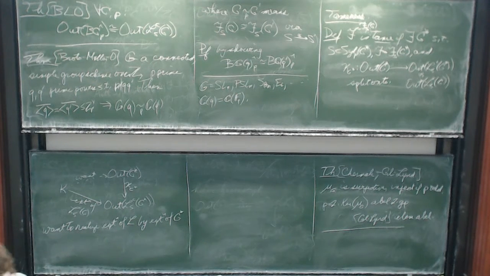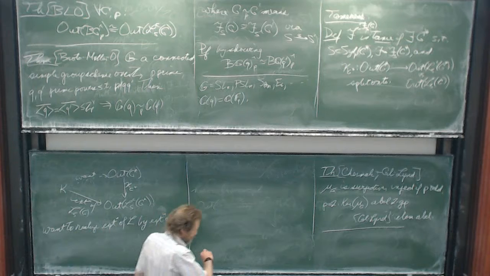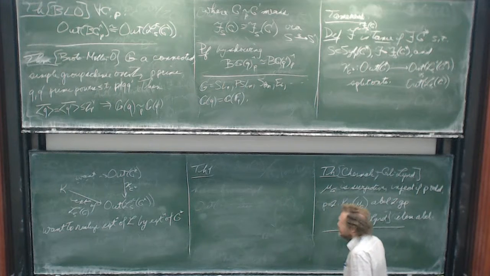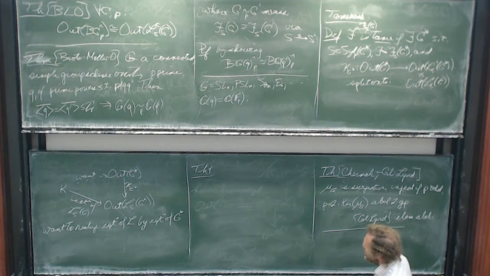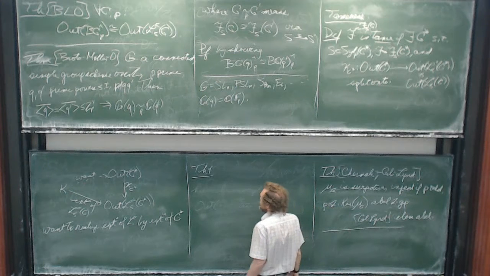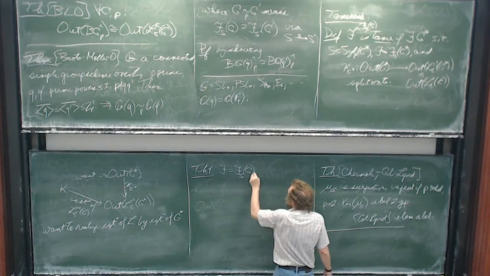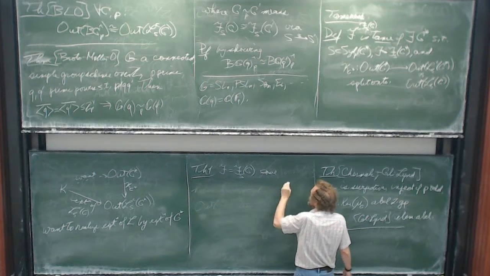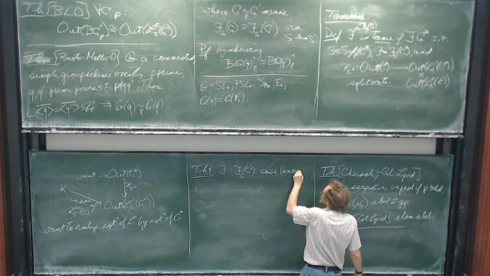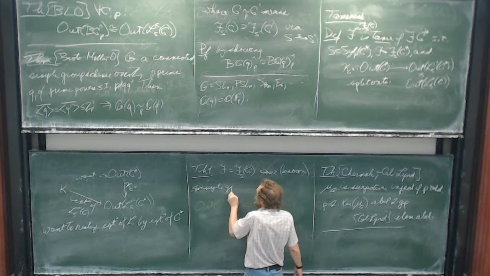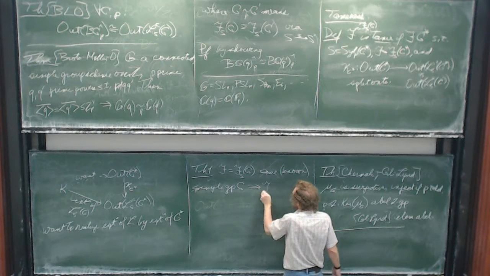So now I want to focus on the case of simple groups. And so the first theorem is easily stated. If F is the fusion system of G for some known simple group, then F is tame.